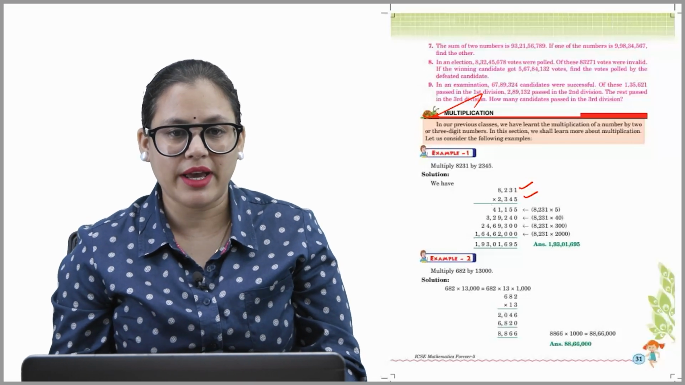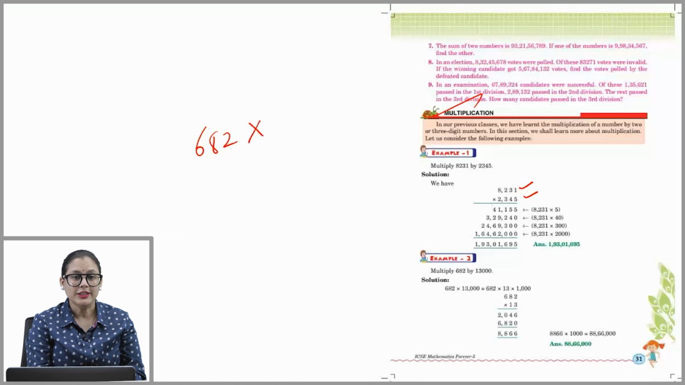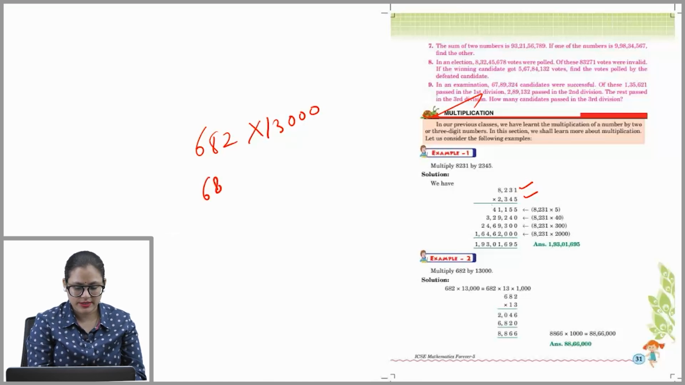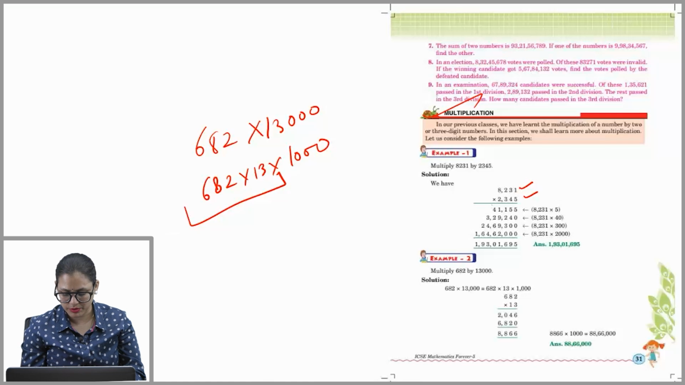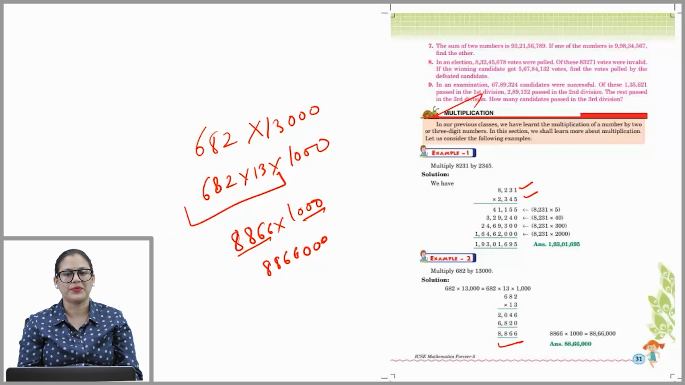Example 2, multiply 682 by 13,000. So, what will you do? 682 into 13 into 1000. First you will multiply these two numbers. So you will get from here 8,866 into 1000. Now it is easier to multiply. You will write this number as it is and put 3 zeros to the right side of this number.